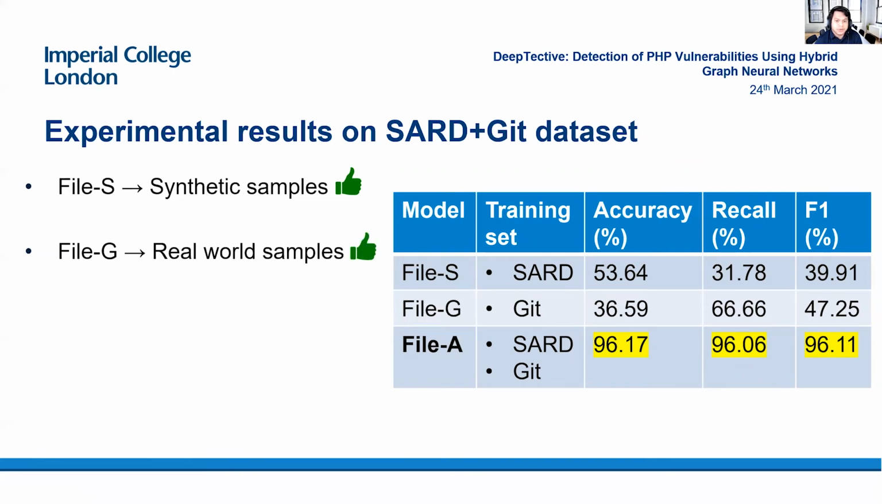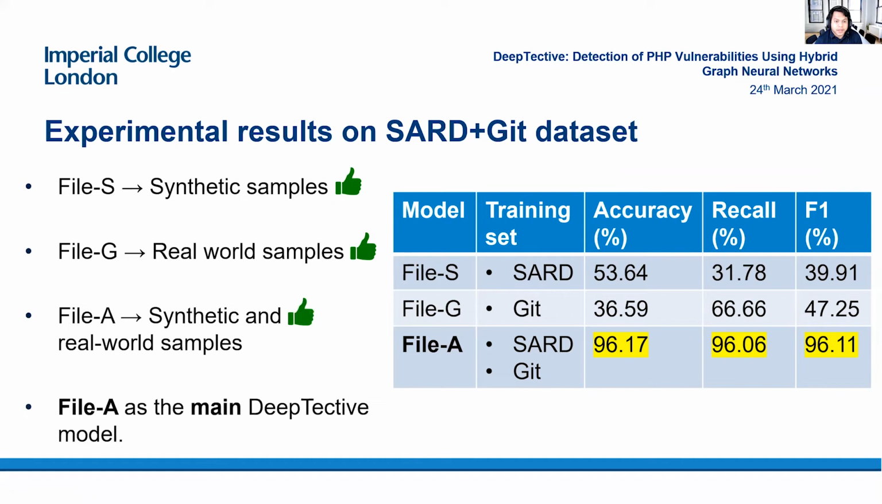So from this, we train File A, where we train it with SARD plus Git datasets. And yes, File A works well in detecting vulnerabilities across synthetic and also real-world samples. We can see this from the accuracy, recall, and F1 scores of File A. They are significantly higher as compared to File S and File G. Because of this, we have selected File A as our main DeepTective model for this study.